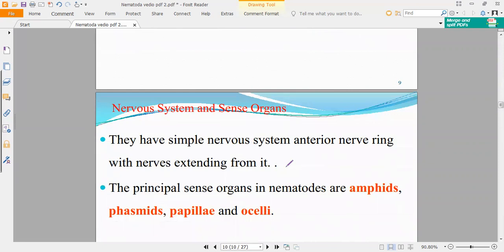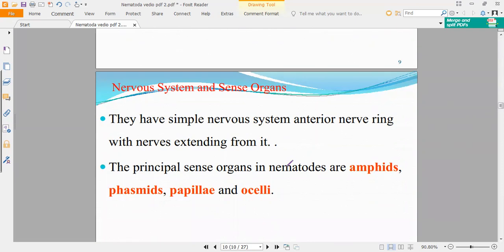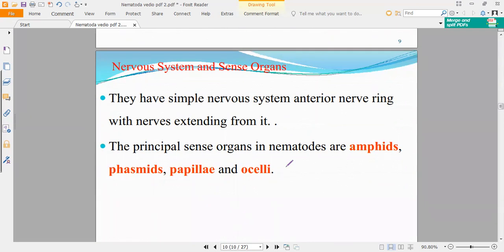They have a simple nervous system, an anterior nerve ring with nerves extending from it. The principal sense organs in nematodes are the amphids, the phasmids, papillae, and ocelli. You see, these sense organs have different functions. In the case of the amphids and the phasmids, they are known as chemoreceptors.